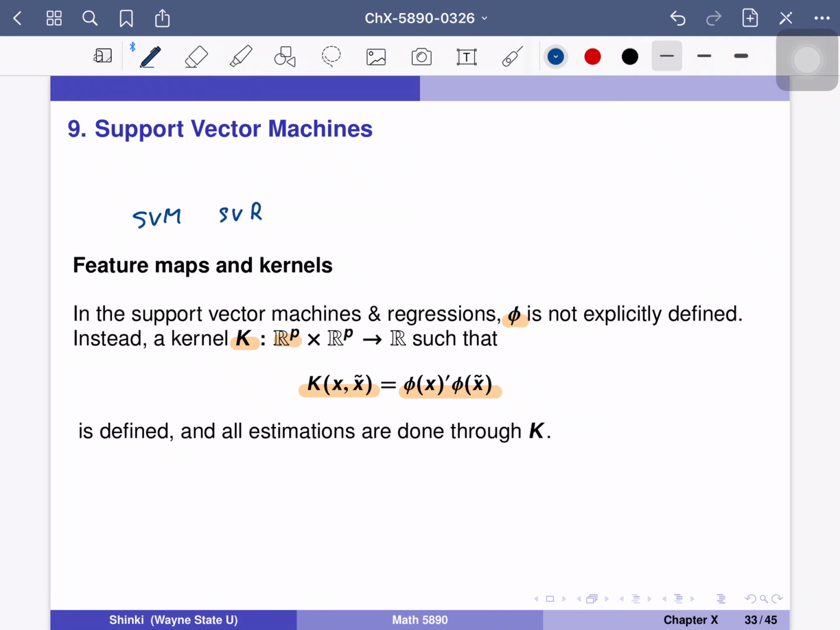Okay, so now we finish this support vector machine chapter. So you can do quiz 26.3. Okay, see you then.